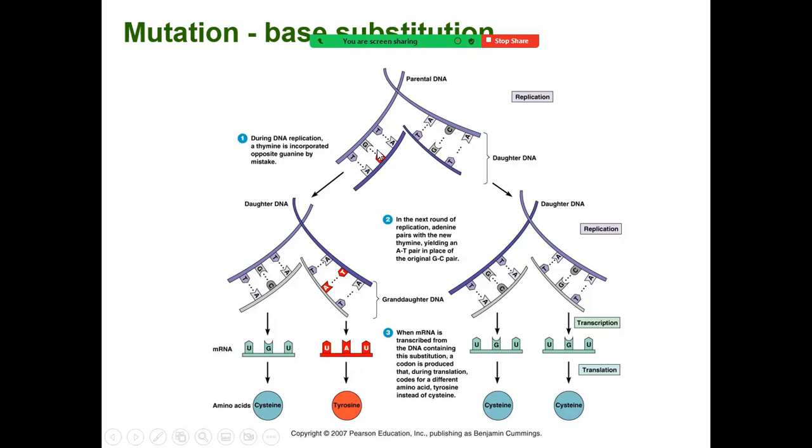And the cell has a way of knowing which strand of DNA is the new one. And usually what it does, it cuts the new strand where it's not pairing correctly and then replaces it. We're not going to talk further about that.